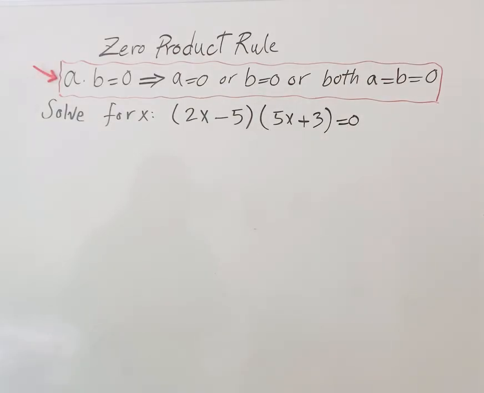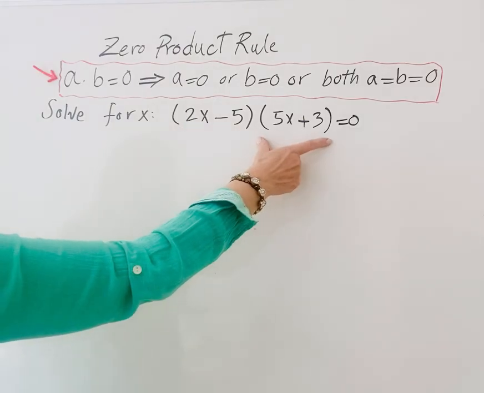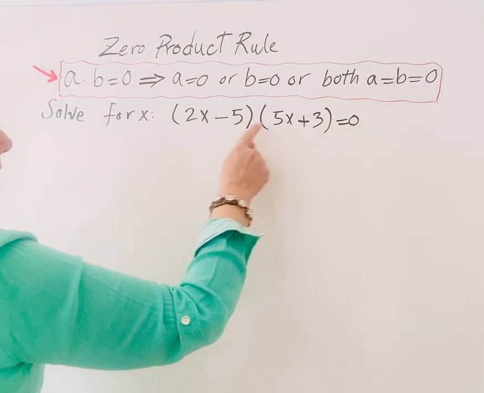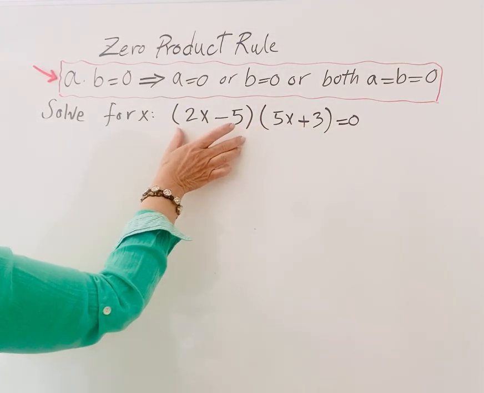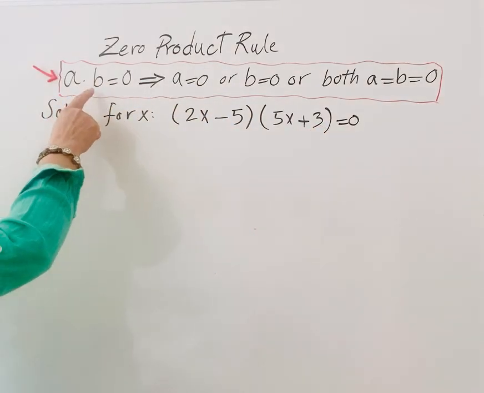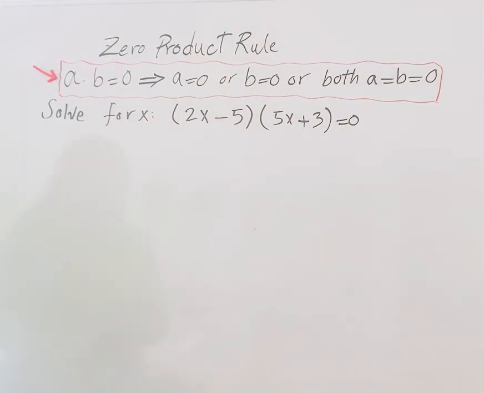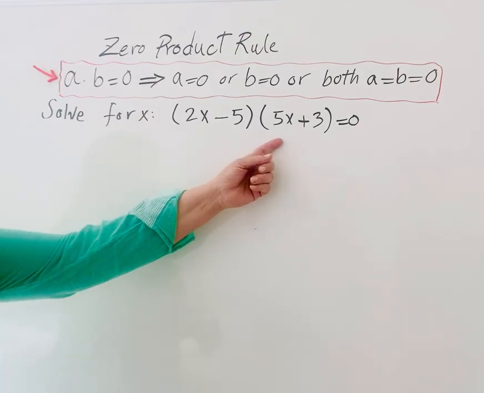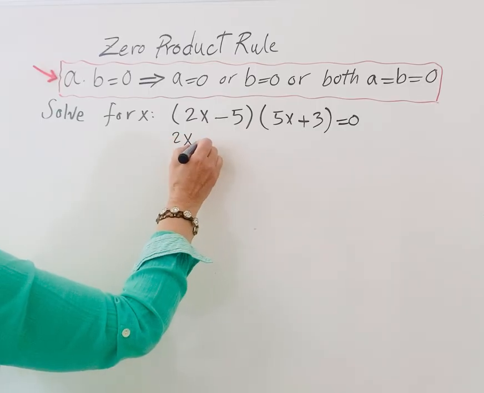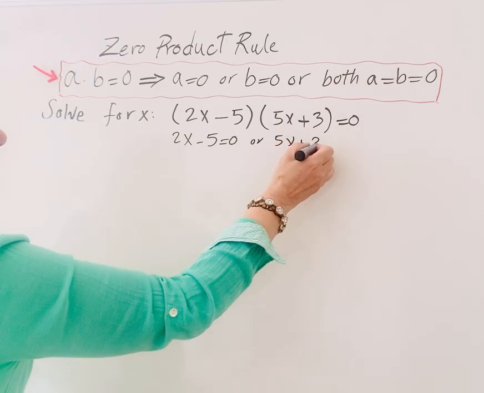Okay, I have an example here. Write it like this: (2x minus 5) times (5x plus 3) gets zero. This is the product of two factors, this parenthesis times this parenthesis. By this rule, if this parenthesis times this parenthesis gets zero, we have this possibility: this parenthesis is zero, or this one, or both. Okay, how about the first one? 2x minus 5 gets zero, or 5x plus 3 gets zero.